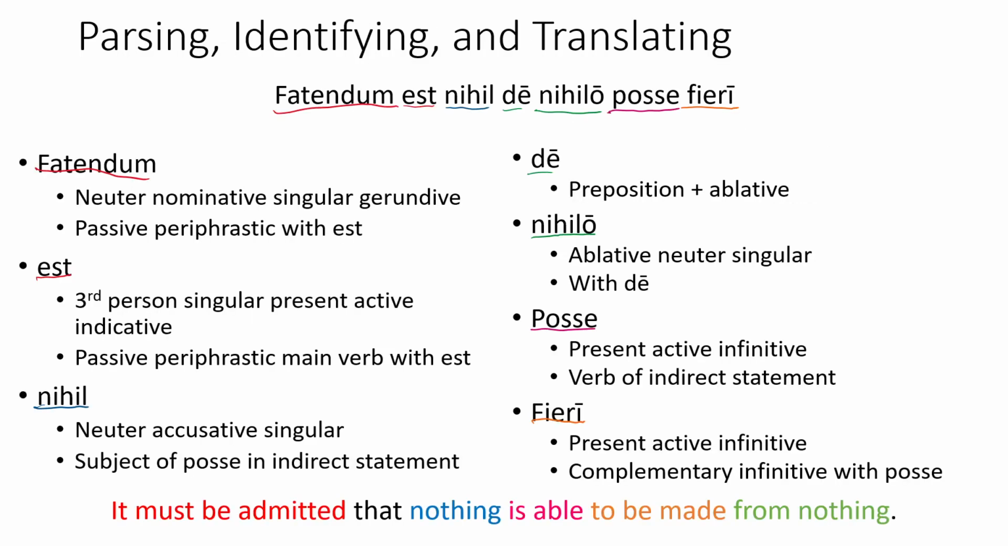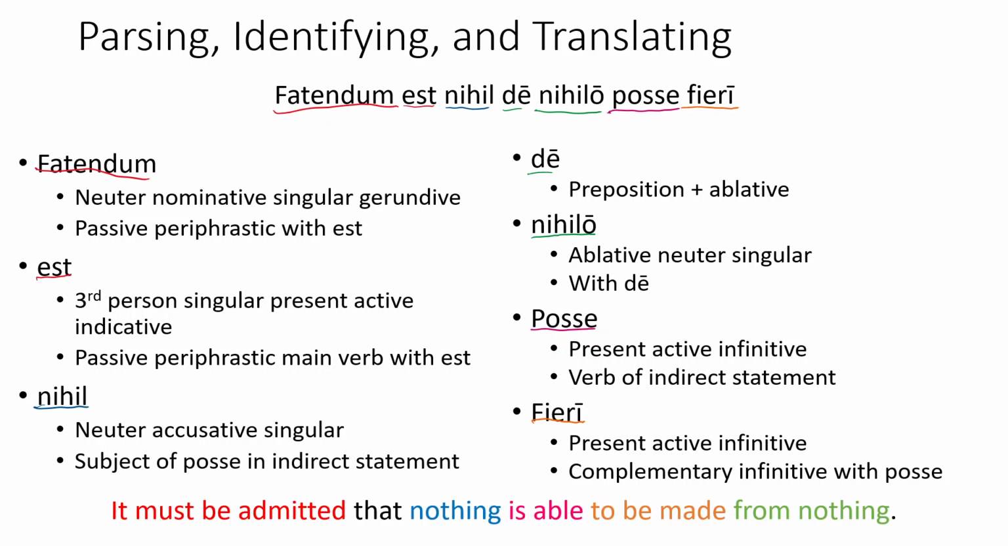Finally, let's look at a sample parsing, identifying, and translating sentence. Facendum est nihil de nihilo posse fieri. The main verb is est, which is the third person singular present active indicative. It is part of a passive periphrastic, gerundive of obligation construction with the gerundive, future passive participle facendum, which is neuter nominative singular in agreement with the implied subject it.